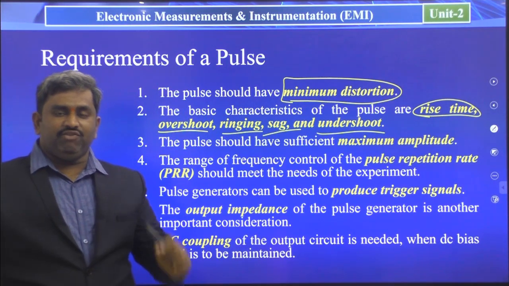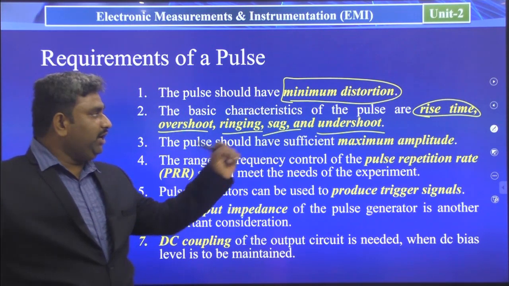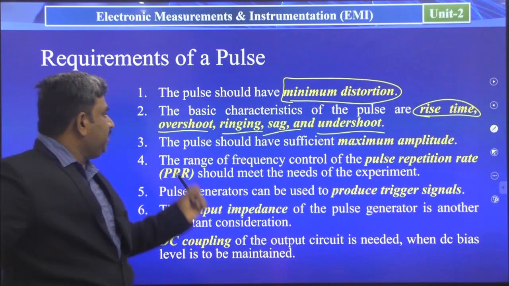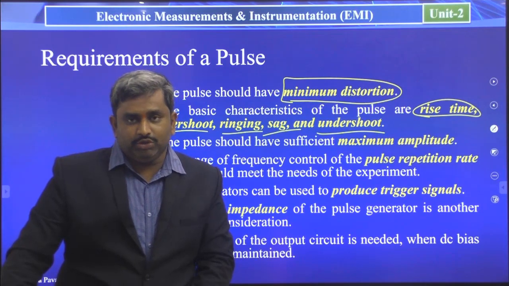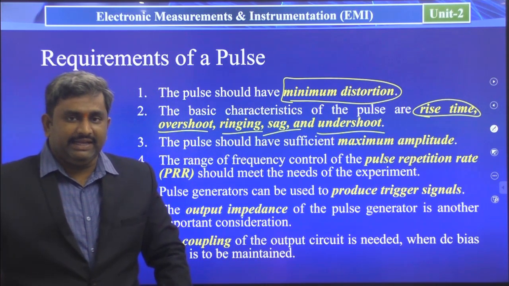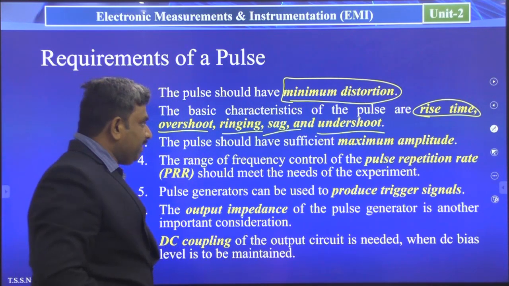So for each and every pulse waveform, we have to identify what is meant by rise time, overshoot, ringing, sag, and undershoot. These parameters we have to see clearly for defining a perfect pulse signal.